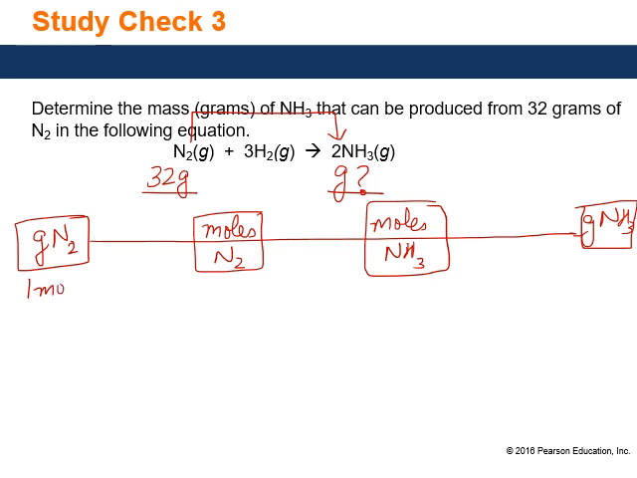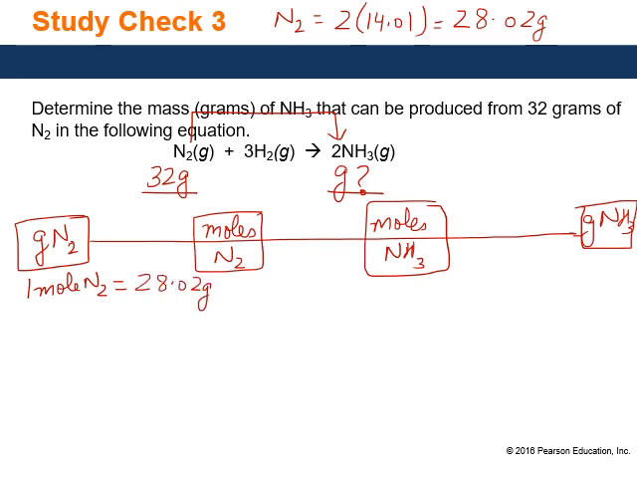So I need to find the molar mass of nitrogen, which is how much 1 mole of nitrogen weighs. You have 2 atoms of nitrogen, each 14.01 from the periodic table. Total is 28.02 grams, meaning 1 mole weighs 28.02 grams. Next, I need the mole to mole ratio. I need to go from moles of this to moles of this. What is the ratio? Right here, no number is written, which means that's 1, and this is 2. So for every 1 mole of nitrogen, we make 2 moles of ammonia. So I have a conversion factor here.